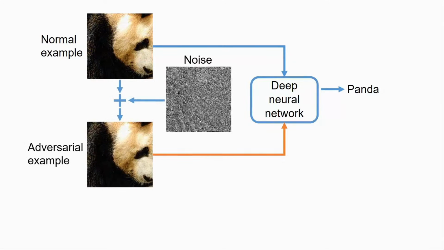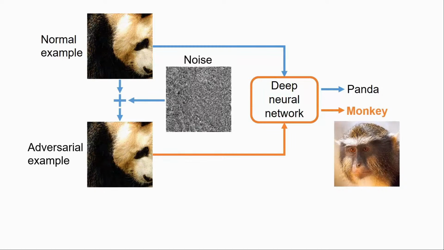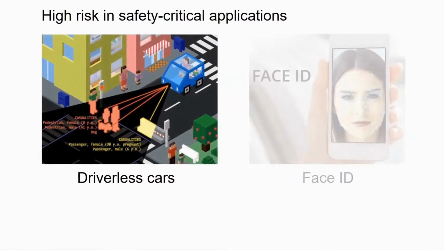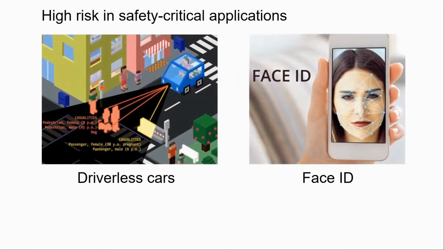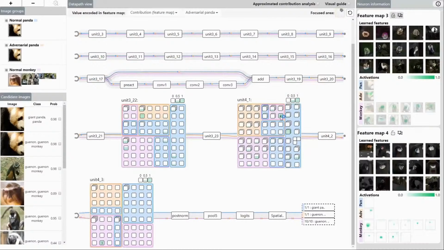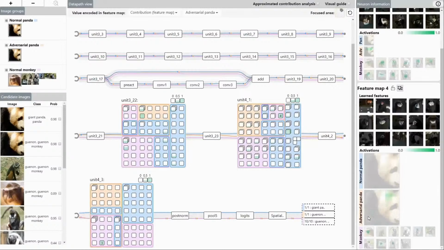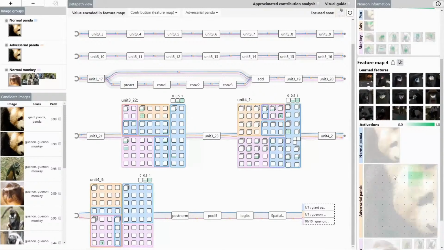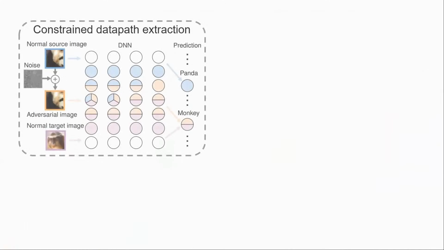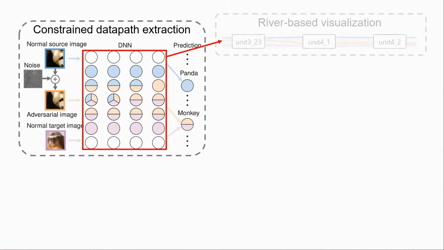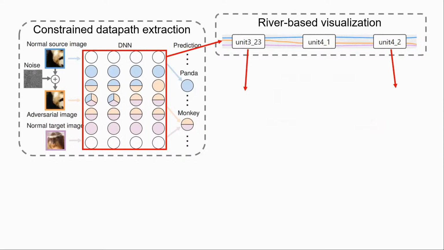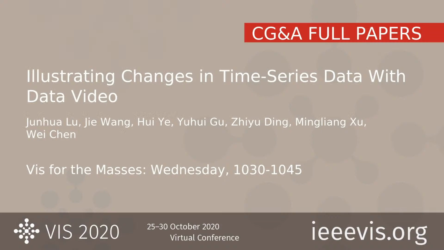Deep neural networks are vulnerable to maliciously generated adversarial examples. This brings high risk in applying these networks to safety-critical applications. We develop a visual analytics approach to explain the root cause of such wrong predictions. Our contribution contains a constrained data path extraction method, a river-based visualization, and a contribution analysis method.